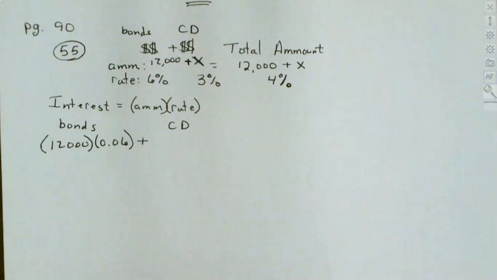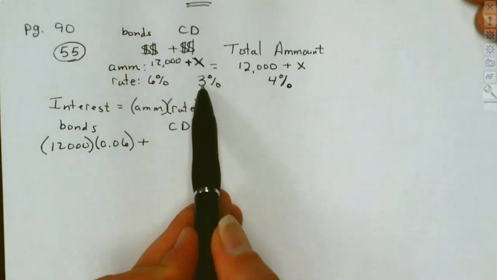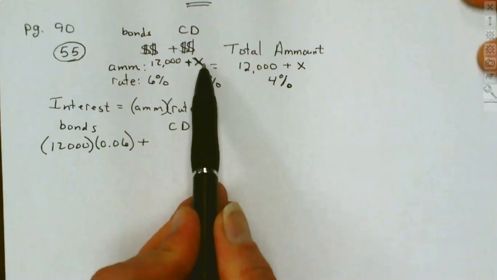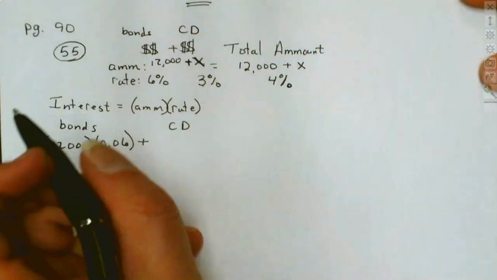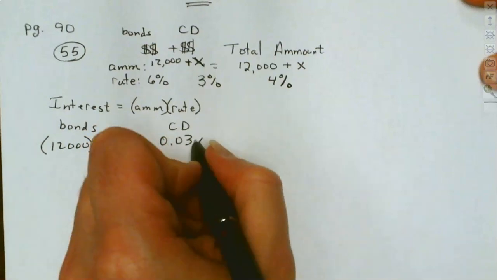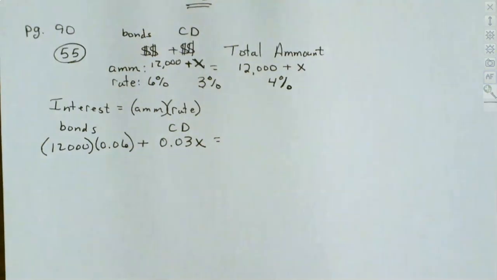Okay, well, our CD, what interest rate does it pay out? 3%. How much is in there? X, unknown amount. Okay, so now we have the rate of return. I'll put that first as 0.03. And how much is in there? Unknown amount X. So we've got the bonds taken care of, and now we've got the CD.